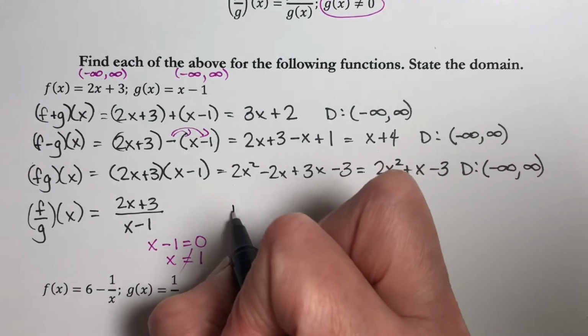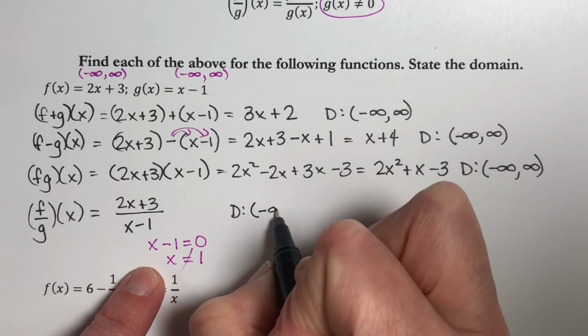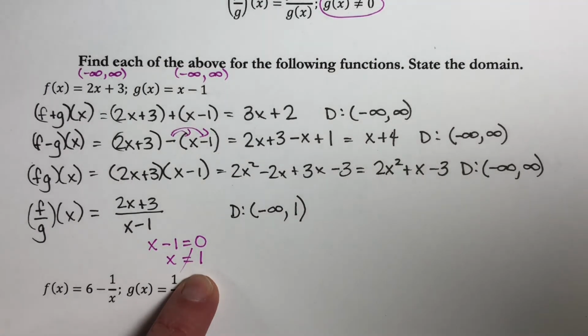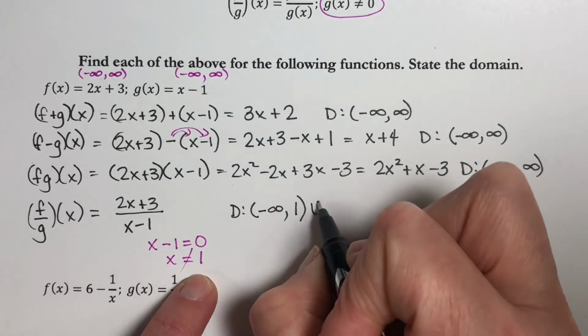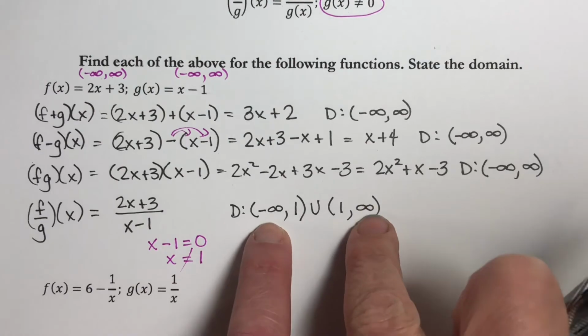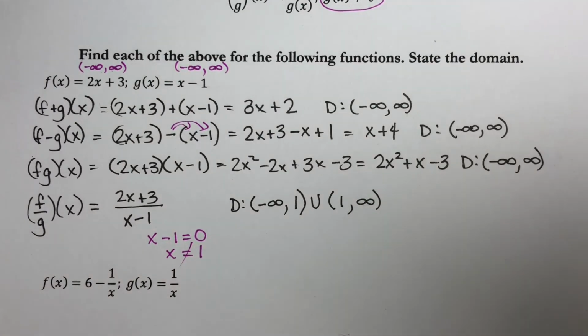So what does the domain look like? It starts at negative infinity, and it goes up to 1 using parentheses, meaning the 1 is not included, union 1 to infinity. It is negative infinity to positive infinity with a positive 1 taken out of the middle. Okay?